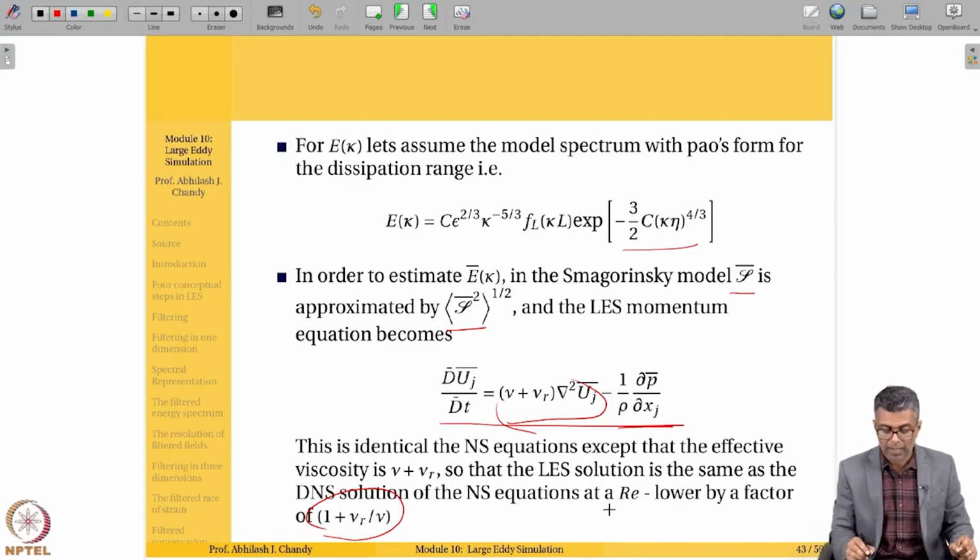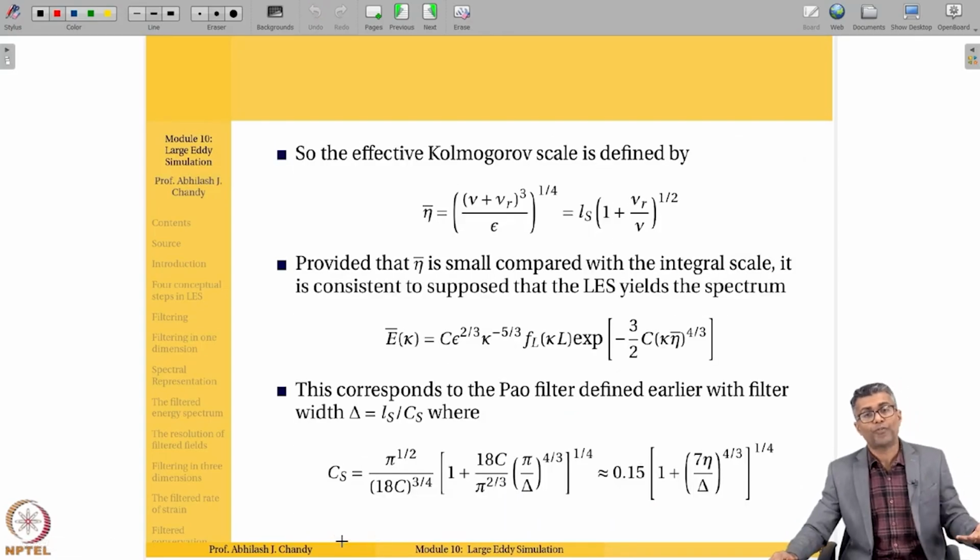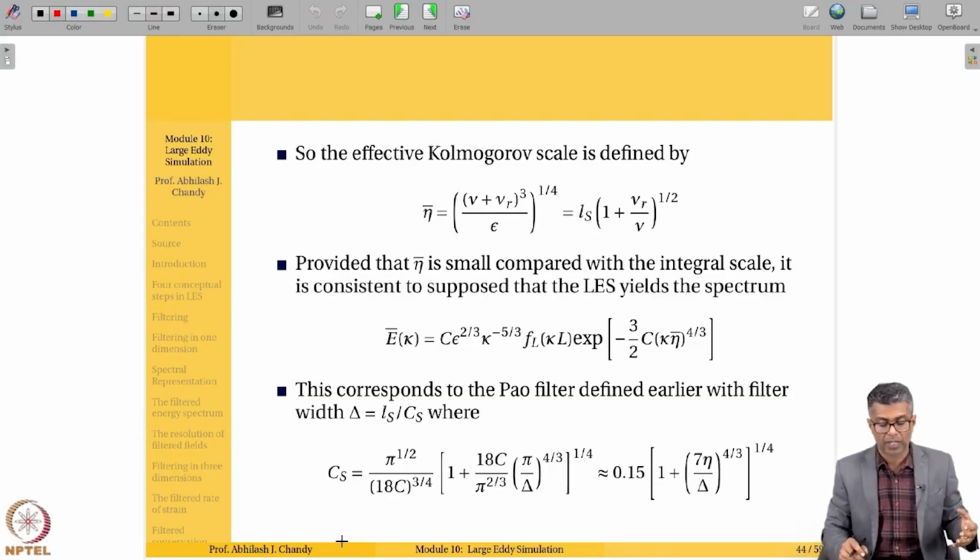So it is essentially the same as the Navier-Stokes equations. The solution is the same as the DNS, except the Reynolds number is lower by a factor of 1 plus nu r over nu. Now if you calculate your effective Kolmogorov scale, according to the Kolmogorov relationships, it is nu cube over epsilon to the 1/4. And that's what you're doing here: nu plus nu r, the whole cube over epsilon to the 1/4. So you get this ratio and it is a function of LS.